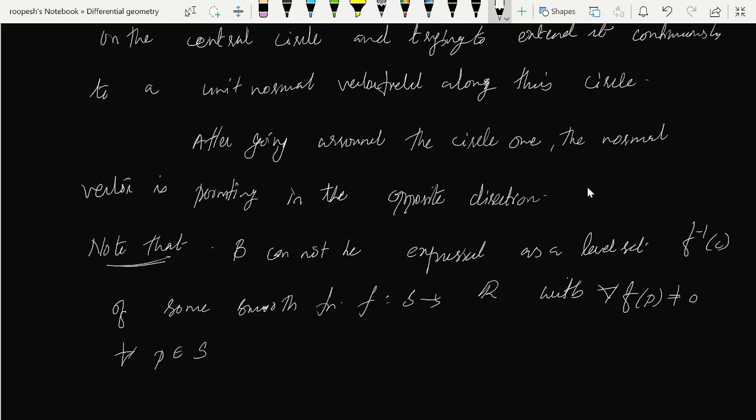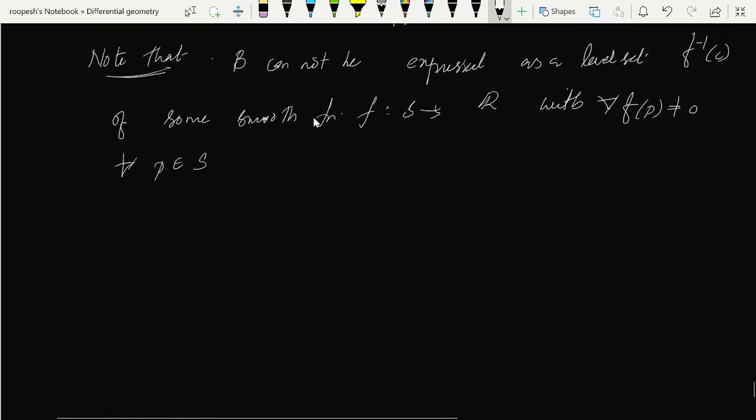That means we have studied about the surfaces and the official definition of surface, but we cannot include this Mobius band in the category of surface as per our definition that we are going to note here.